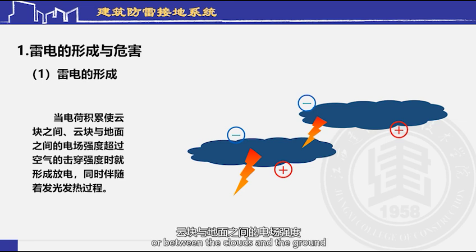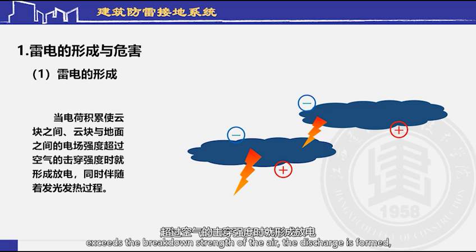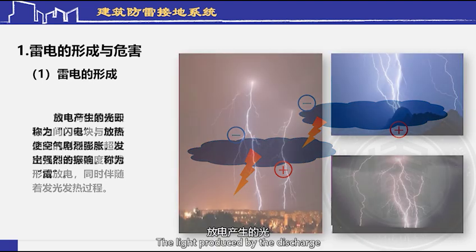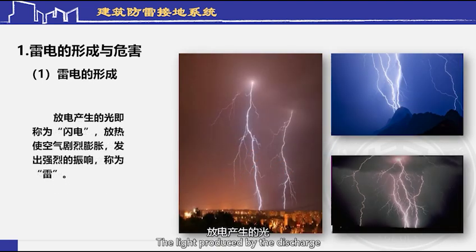When the electric charge accumulates to a certain extent, the electric field strength between the clouds, or between the clouds and the ground, exceeds the breakdown strength of the air, the discharge is formed, which is accompanied by the process of luminescence and heating. The light produced by the discharge is what we see as lightning. The heat release causes the surrounding air to expand violently and make a strong vibration, which is what we hear as thunder.